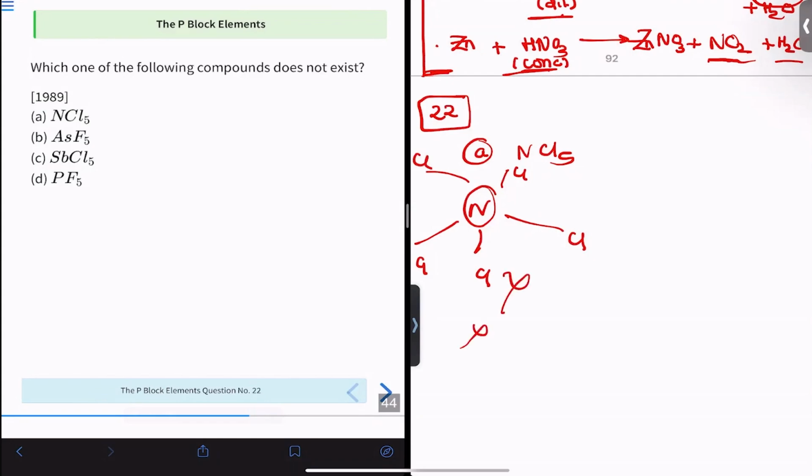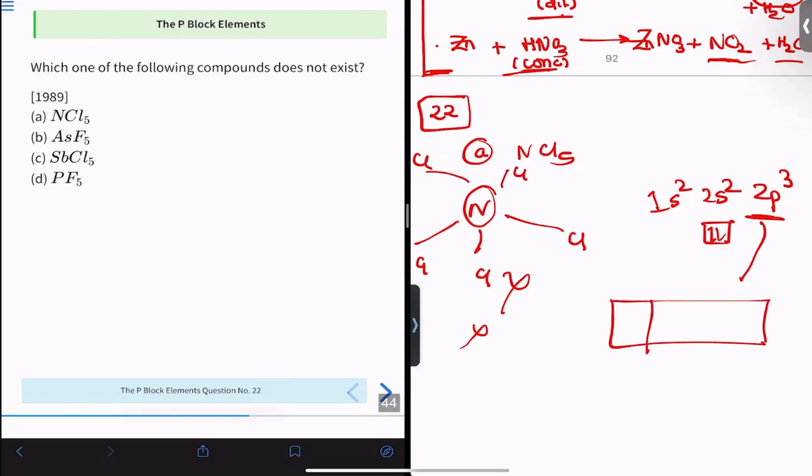No, because it has only 3 extra electrons. I'll draw its electronic configuration, then you'll understand. The electronic configuration for nitrogen is 1s2, 2s2, 2p3. So this s orbital is completely filled. The only available electrons for nitrogen for making bonds are these three p orbital electrons.